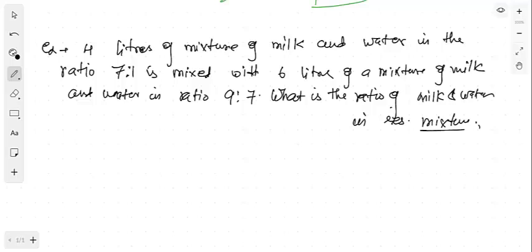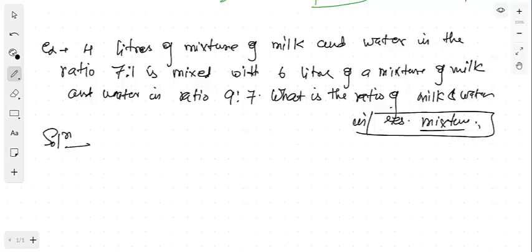Now just look at the question. 4 liters of mixture of milk and water in the ratio 7 is to 1 is mixed, and 6 liters of mixture of milk and water in the ratio 9 is to 7 is mixed. What is the ratio of the milk and water in the resultant mixture? Here you are asked about the resultant mixture. It means we will be using the weighted average method.